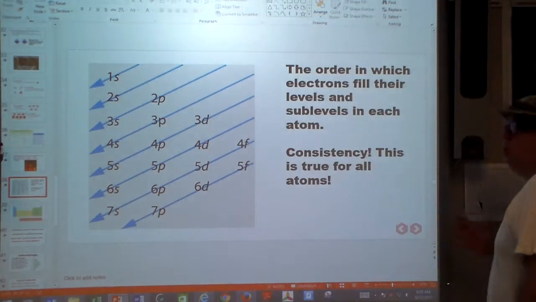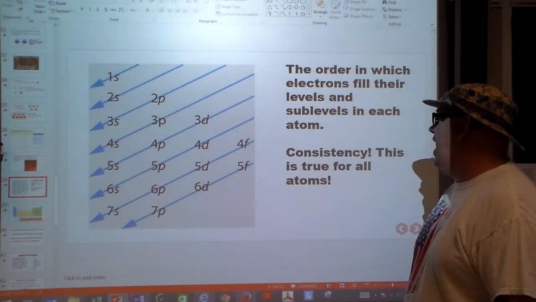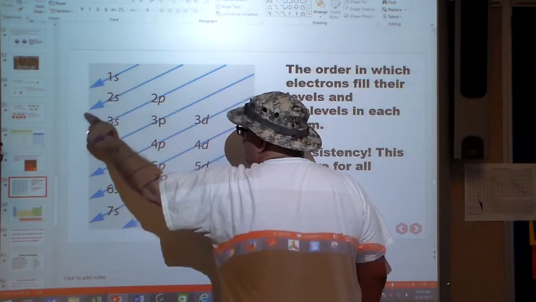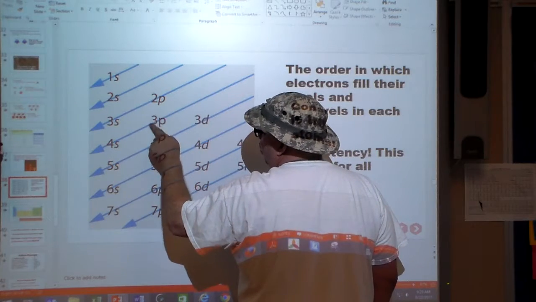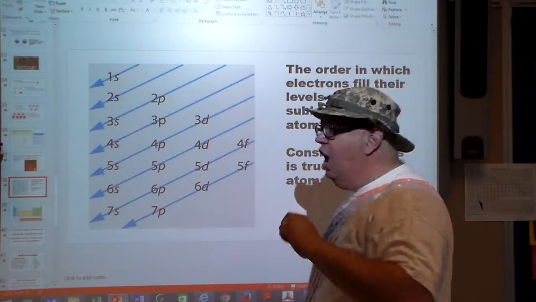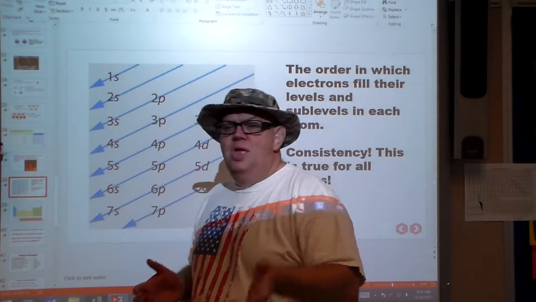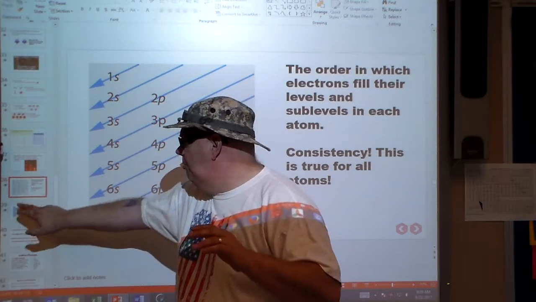So we said that there's an order in which electrons fill the levels and sublevels in each atom. So you start out, fill 1s, then 2s, then 2p and 3s, then 3p, oh, whoa, you got 4s before you fill 3d. Wait, what's up with that? It has to do with the idea of low energy level, but we'll get to it in a moment.